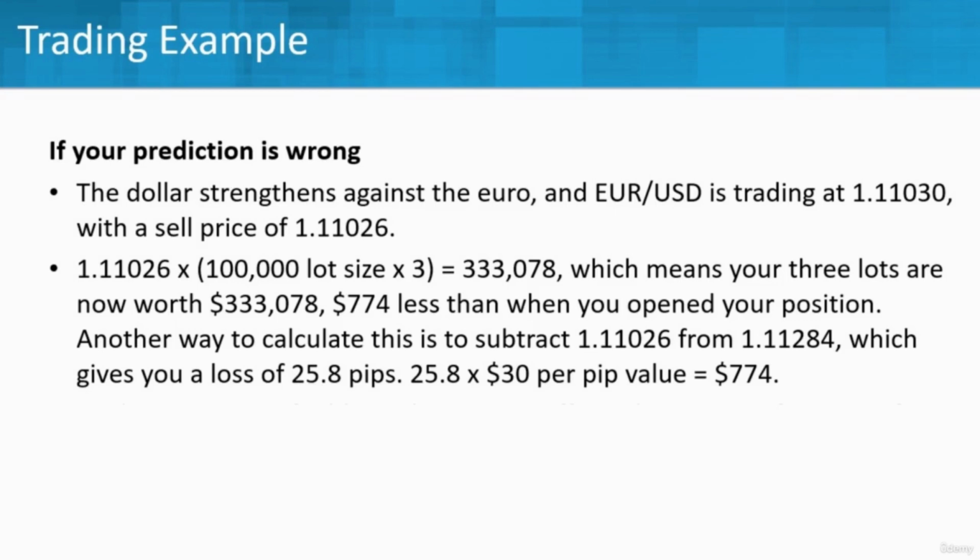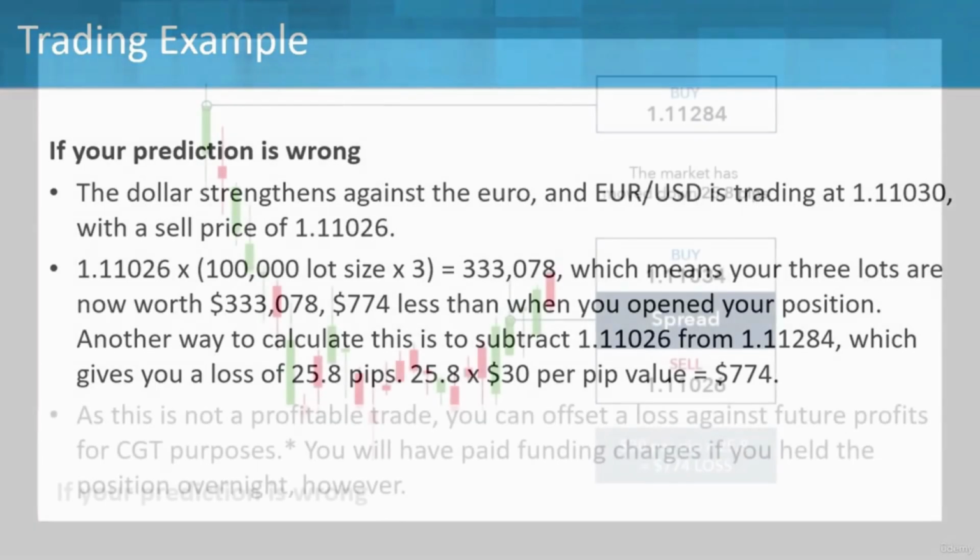And there's different ways you can calculate that, just basically on the pips too, by looking at the pip value and doing it that way to make it easier. But in the end, we lost $774. It didn't go the way we wanted to.